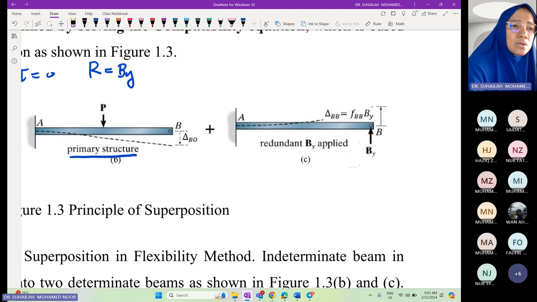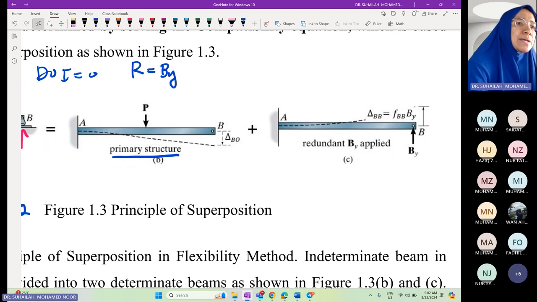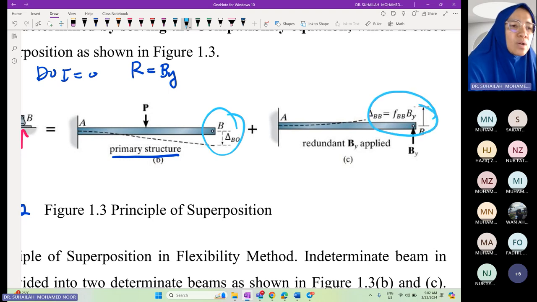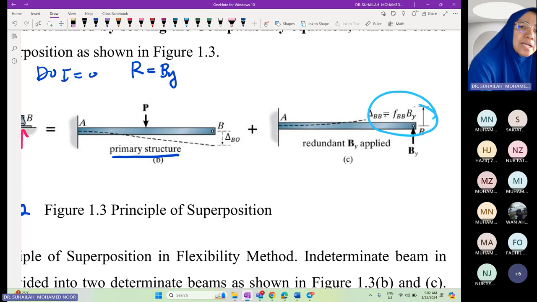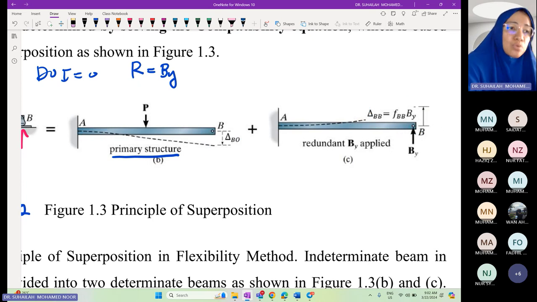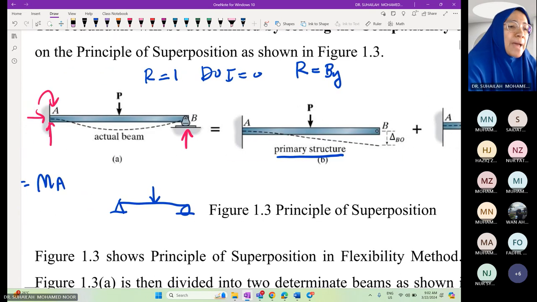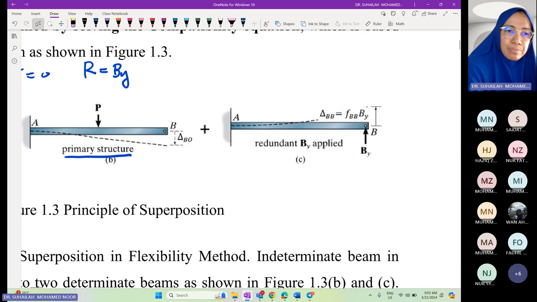Okay? So jangan fokus lagi pada ni. Yang ni saya akan masuk lepas ni. Okay, just fokus pada yang kita buang dan yang kita letak balik tu. Okay? So actual beam, primary beam, redundant beam, redundant BY apply. Okay, yang ni yang kena faham betul-betul dulu.